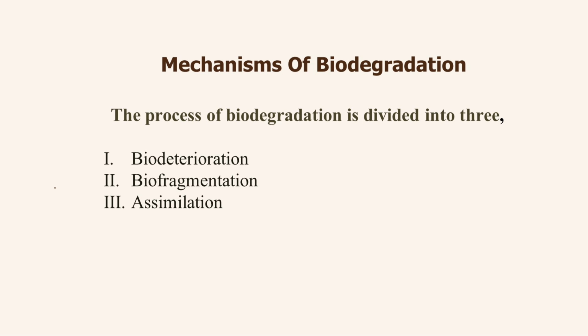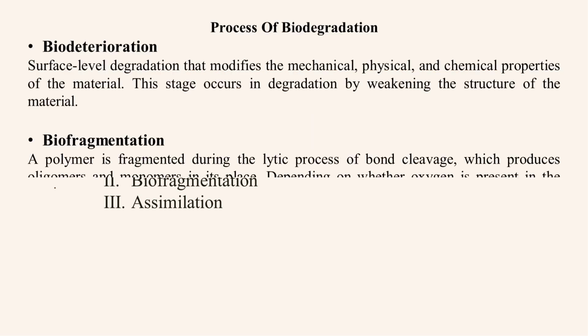Mechanisms of biodegradation. The process of biodegradation is divided into three stages. First, biodeterioration, which is the mechanical weakening of the material's structure. Then follows biofragmentation, which is the breakdown of materials by microorganisms. Finally, assimilation, which is the incorporation of the whole material into the new cells.